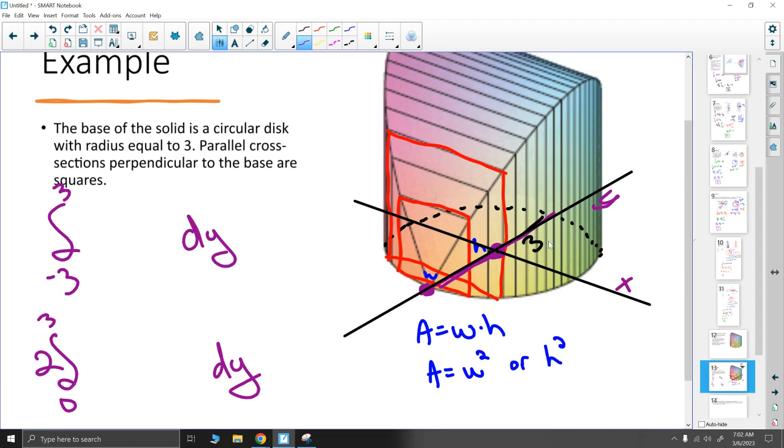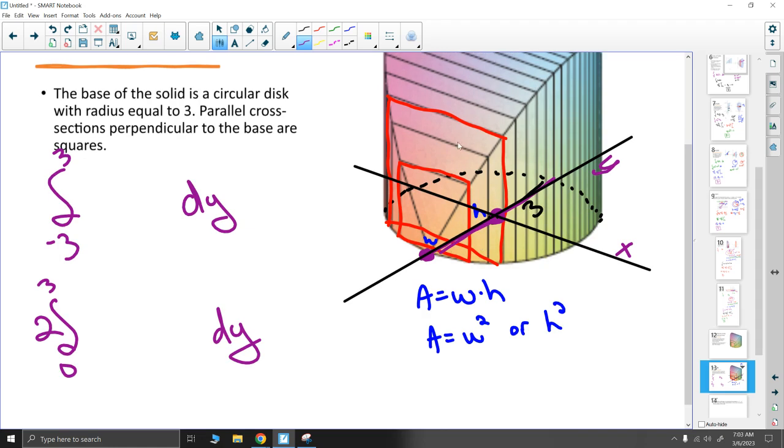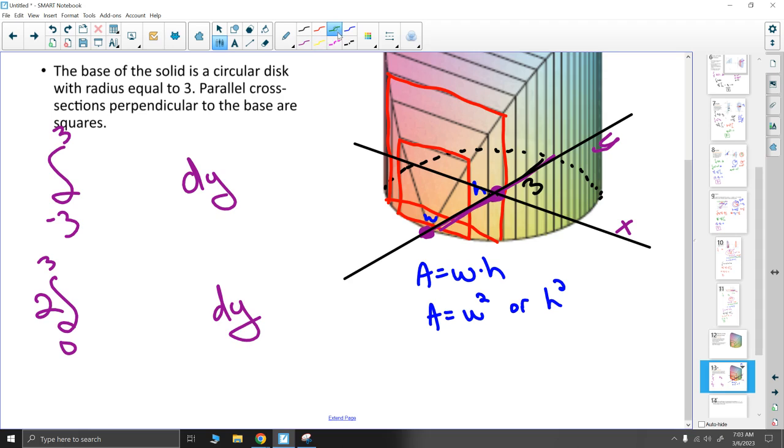All right, so now what we want to do is find the area of the faces and describe them in terms of y, because we're integrating with respect to y. Now, if we think about this rectangle, what is its width? Well, it's the x distance, right here, but it's 2 of them. So our width can be described as 2x.